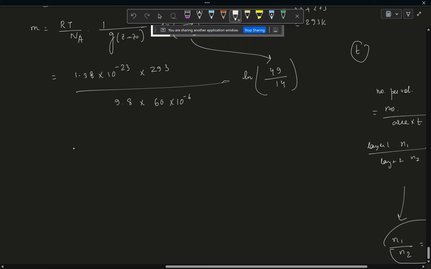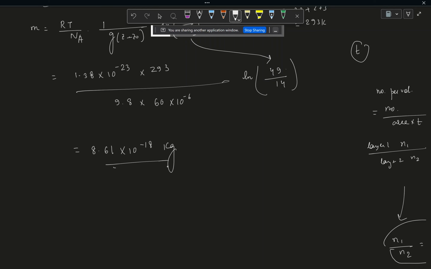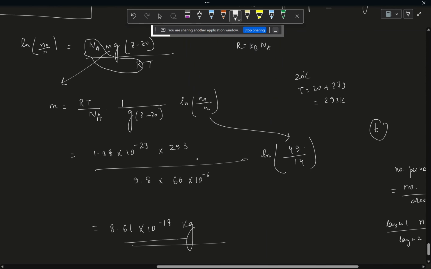And once you calculate this, you will get the value as 8.61 into 10 to the power of minus 18 kg. So this is your final answer.